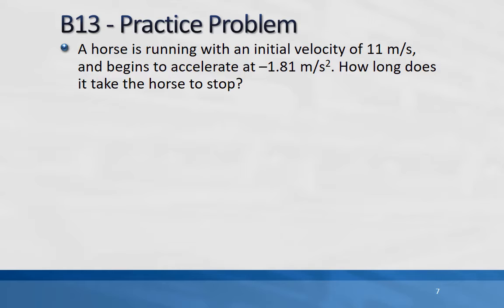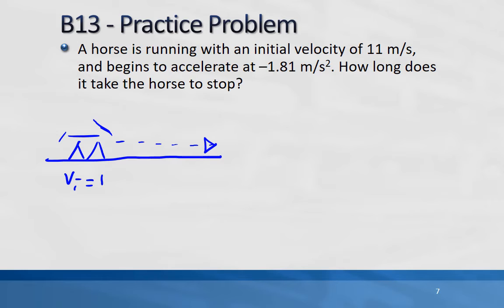I want you to try this problem where we have a horse with an initial velocity. You can draw just a real simple stick horse. The initial velocity is 11 meters per second, positive, and it's accelerating at negative 1.81 meters per second squared. So the acceleration is this way, velocity is this way, so we're slowing down. Go ahead and try this one and then enter in your answer.